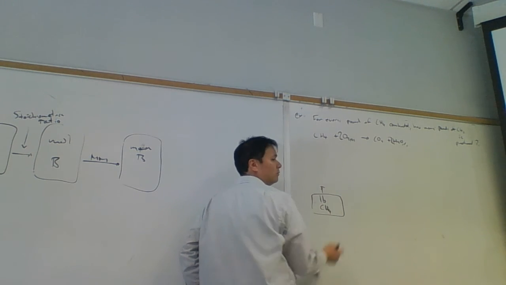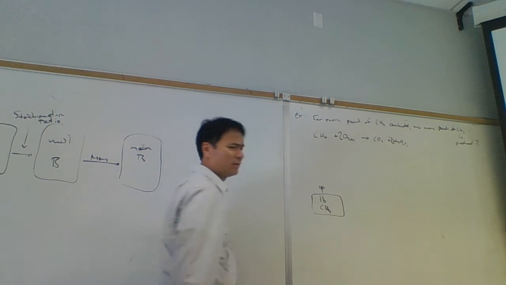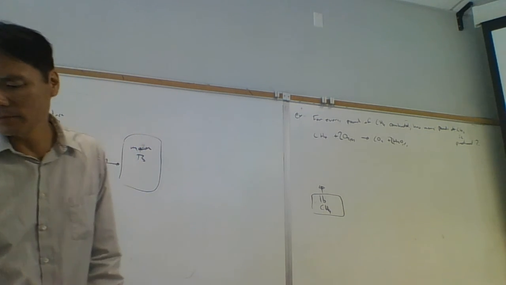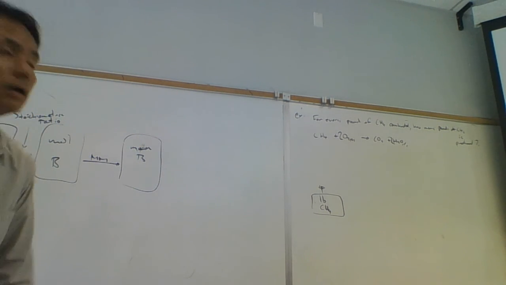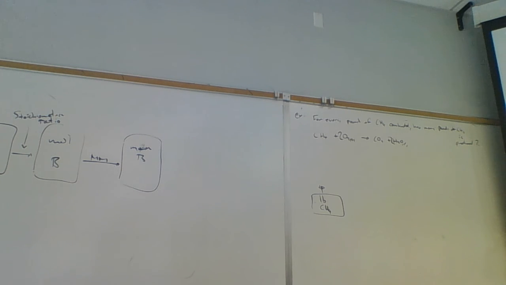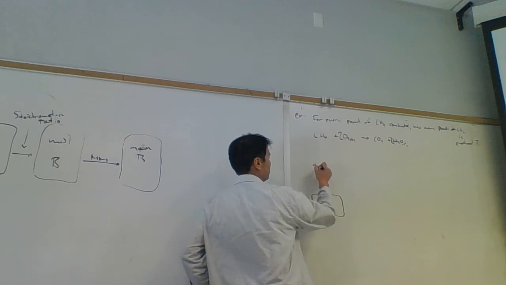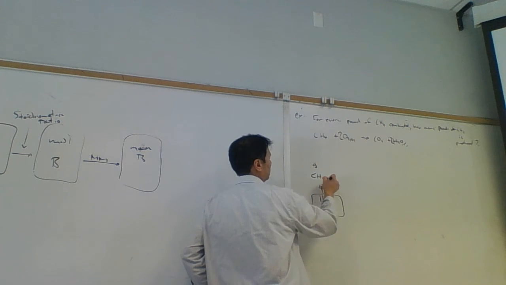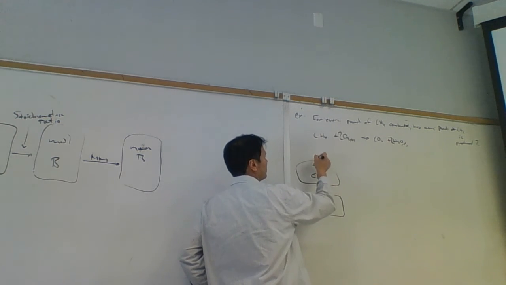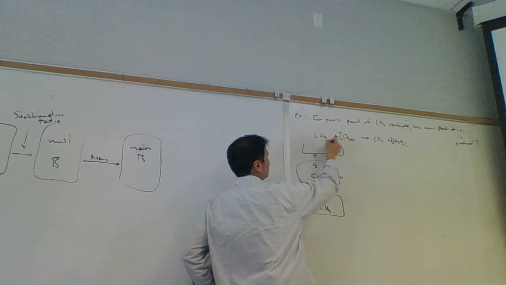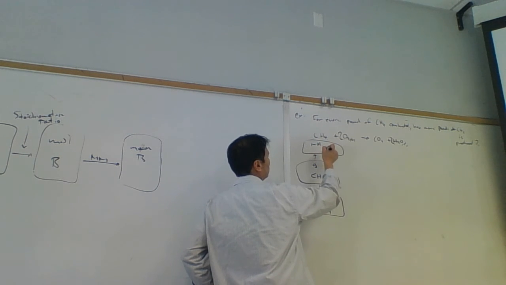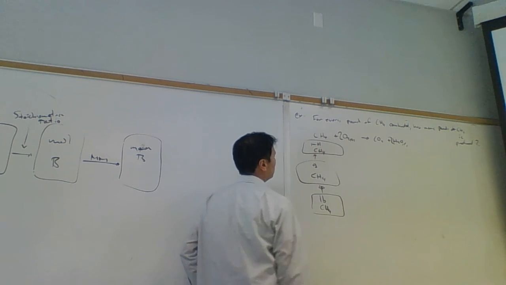From pounds of methane, we can't. Do you know the molar mass of methane in terms of pounds per mole? No. We know the molar mass of methane in terms of grams per mole. So from pounds, we're going to go to grams of methane. And then from grams of methane, we're going to go to moles of methane here.